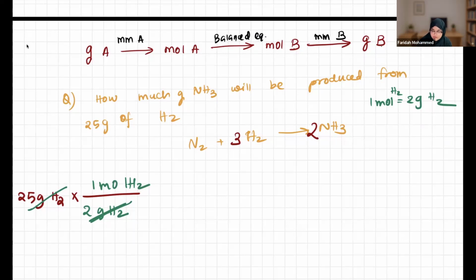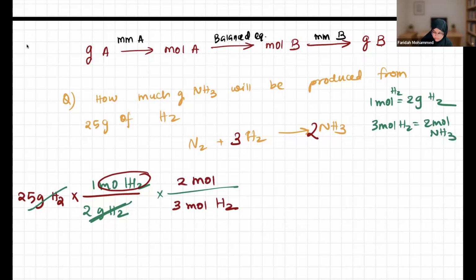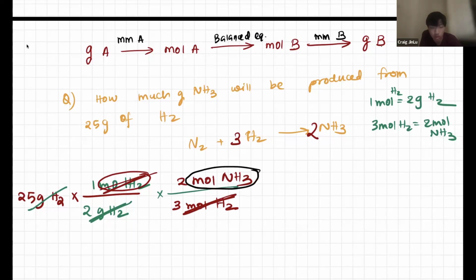Okay, so what is our relation? Our relationship is 3 moles of hydrogen to 2 moles of NH3. Now what goes on the top? What goes on the bottom? 2 moles of NH3 goes on the top, and 3 moles of hydrogen goes on the bottom because we want the moles of hydrogen to cancel out. Now we are left with moles of NH3.